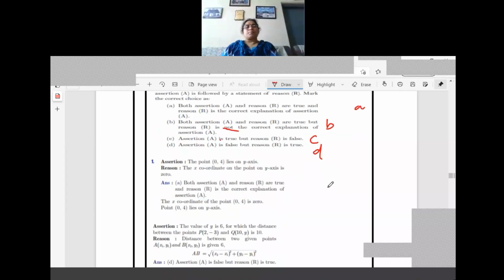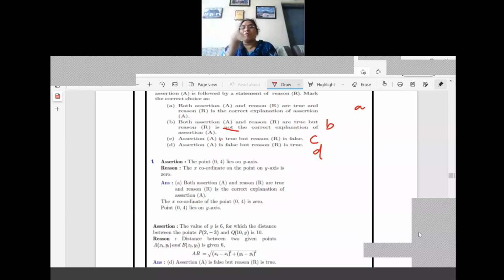Now the question: the point (0, 4) lies on the y-axis. And the second statement, the reason: the x coordinate of a point on the y-axis is 0 only. Now what can you say about a coordinate on the y-axis?